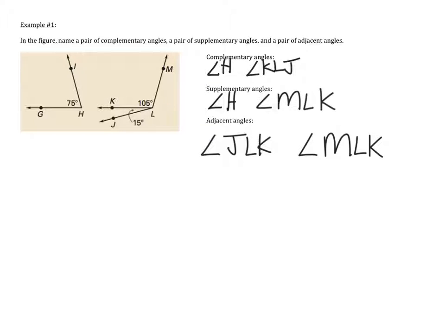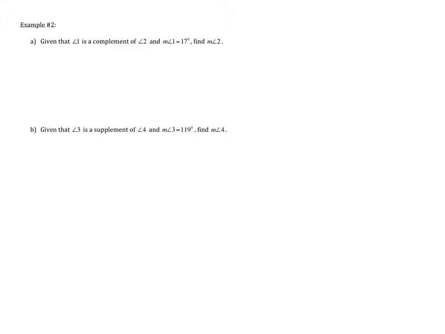Remember, it doesn't matter what order you put them in as long as the vertex is the middle letter. Example number 2, part A. Given that angle 1 is a complement of angle 2 and the measure of angle 1 is equal to 17 degrees, find the measure of angle 2.